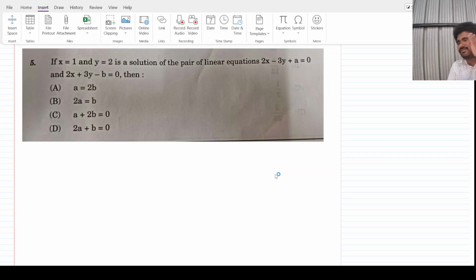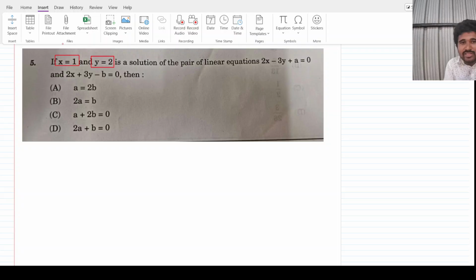Okay, read the question. What they said: if x is equal to 1, and y is equal to 2. Directly they gave the answer. Normally, what is our work? To find x and y, that is our work, right? He himself gave x is equal to this, y is equal to this. That means he will ask the question in reverse. Normally we find the answer for the question; here he gives the answer, and you guess the question.